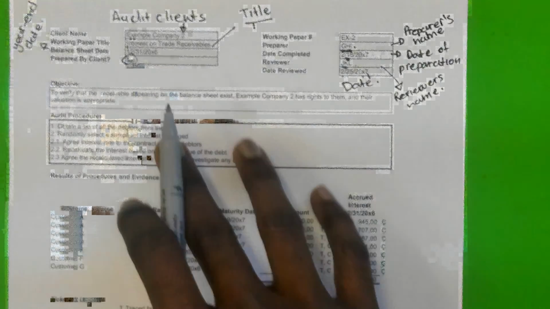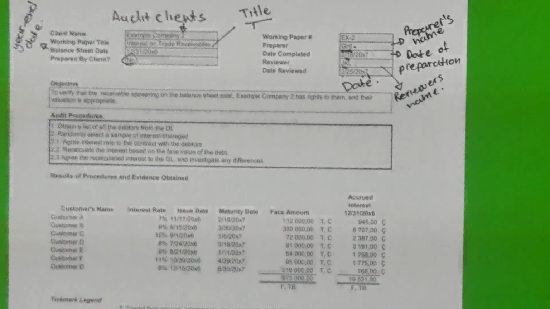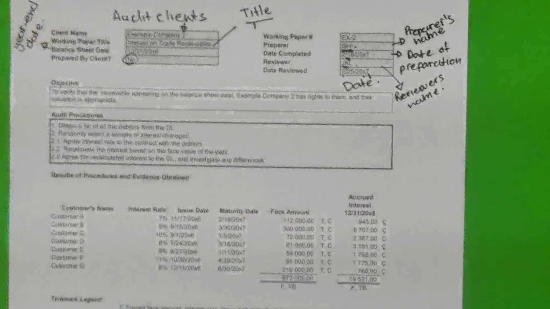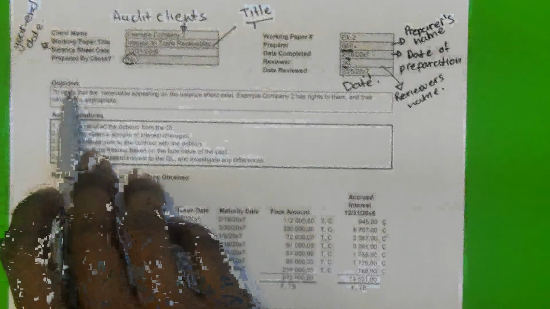So for example, we look at this and we'll say to ourselves, okay, maybe we've only tested existence in this working paper. I want to see another working paper on the same title or in the same section dealing with the other assertions. Okay? We then move on to the objective or aim.